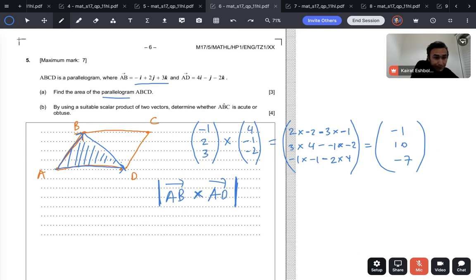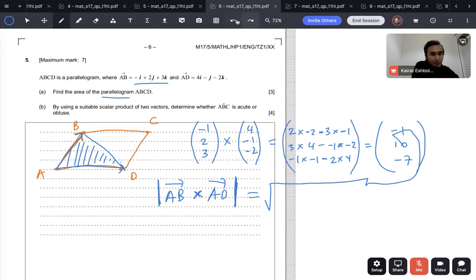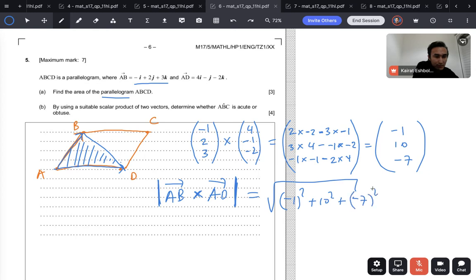And so, therefore now, AB cross AD, the magnitude is equal to the square root of these numbers that we got, -1 squared plus 10 squared plus -7 squared, and that's equal to the square root of 150. Okay, so that's the answer to part A, root of 150, using the cross product rule.